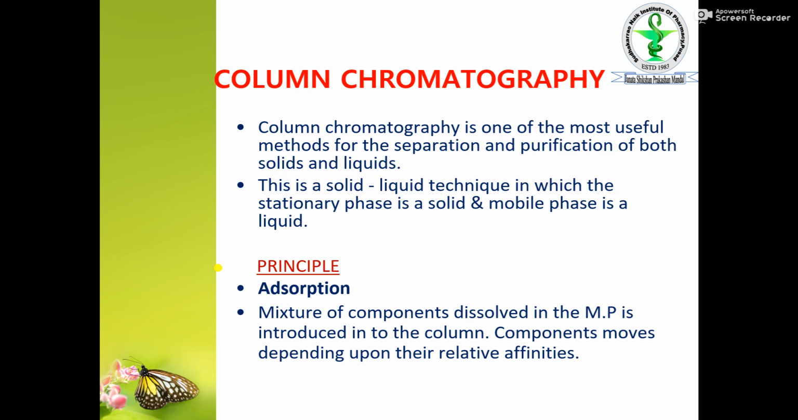So what exactly is column chromatography? It is one of the most useful methods for the separation and purification of both solids and liquids. So this technique is used for solids and liquids. Now if you take partition chromatography, the liquid is coated onto the solid and then we run the separation. This is a solid-liquid technique in which the stationary phase is solid and the mobile phase is liquid for the adsorption type of chromatography. Even various techniques we have discussed.